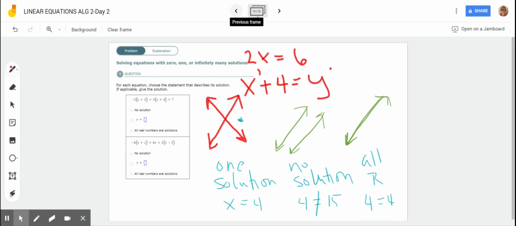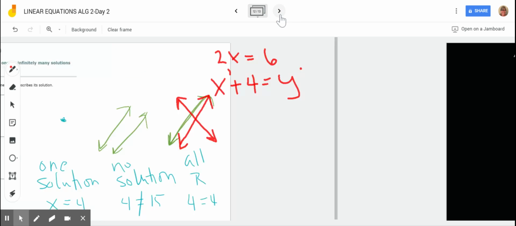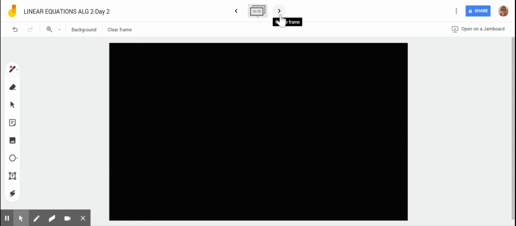Which is the second occurrence here, which is, I'm going to write this down. I wrote it down on my paper, but here it is. -6. I'm going to write it down. You guys write it down too. -6 times x plus the quantity x plus 1 plus 8x equals 2 times the quantity x minus 3. That's how you read it. I'll show you this problem.